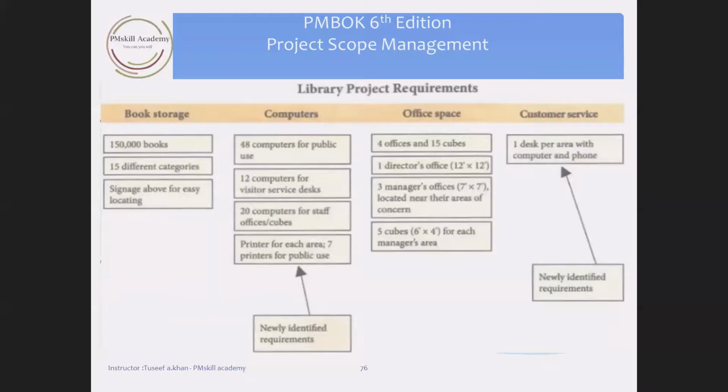You can see this library project requirement, a simple affinity diagram. You have book storage, computer, office space, customer services. Then you have different blocks, affinity blocks, with these different types of data representation. So this is one example of an affinity diagram. You have classification of ideas, some similar ideas.